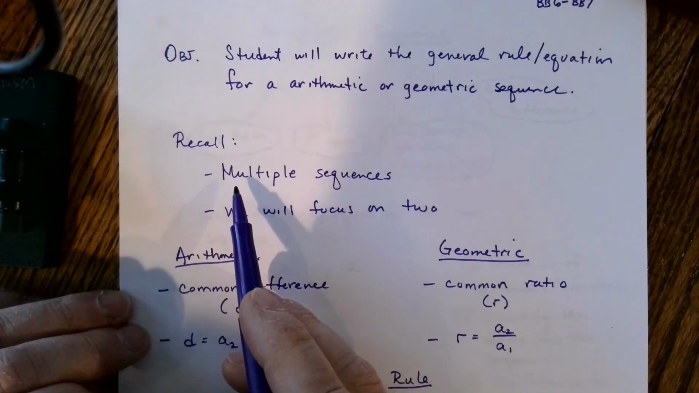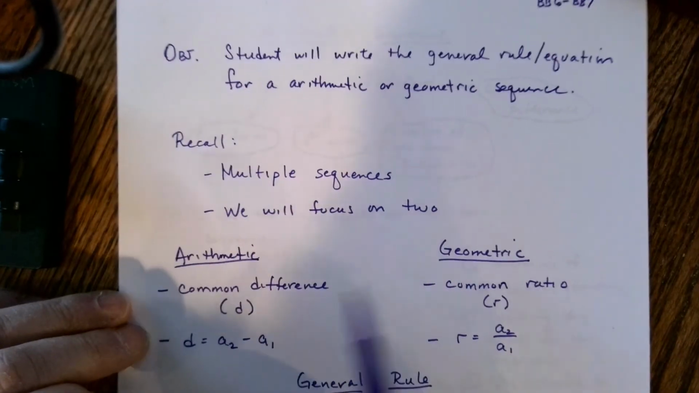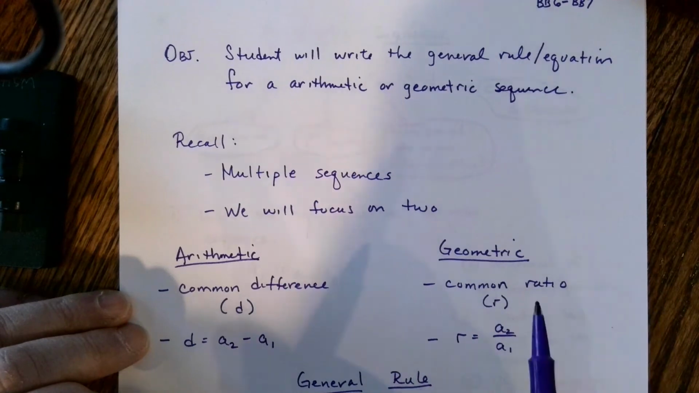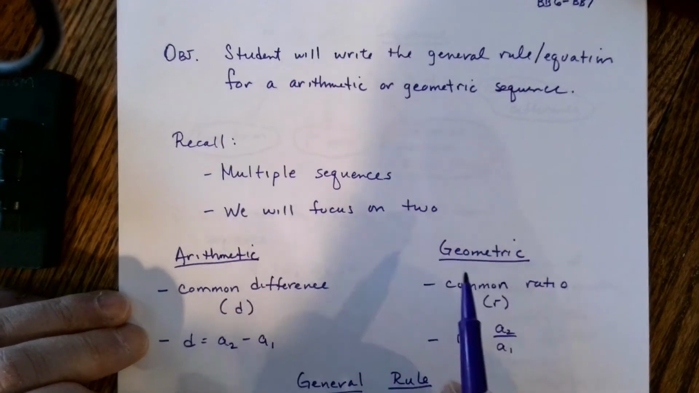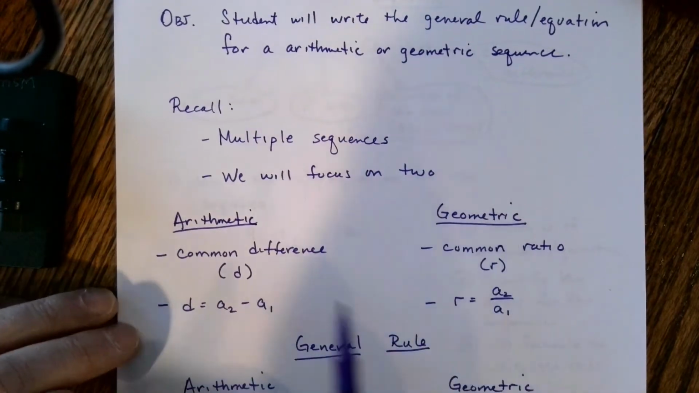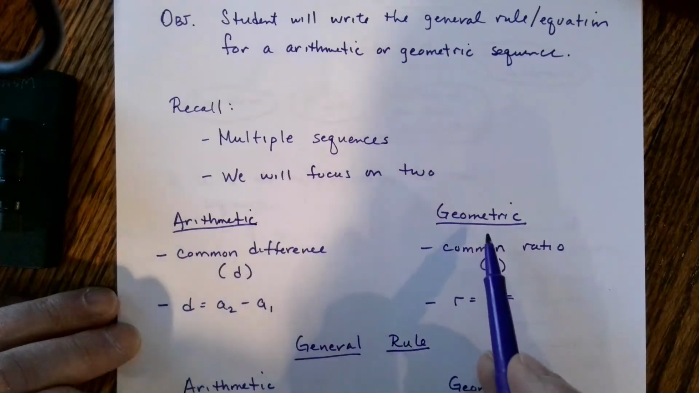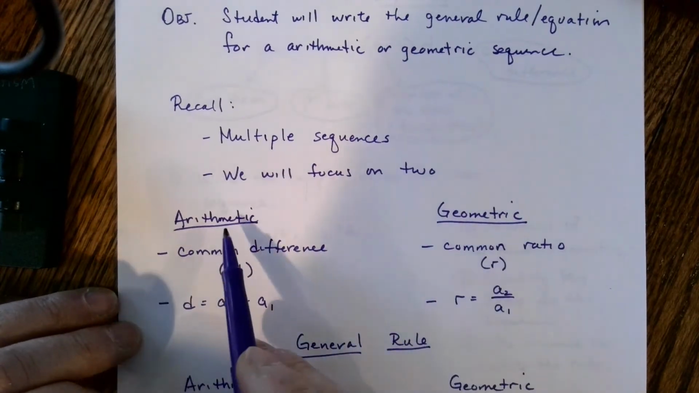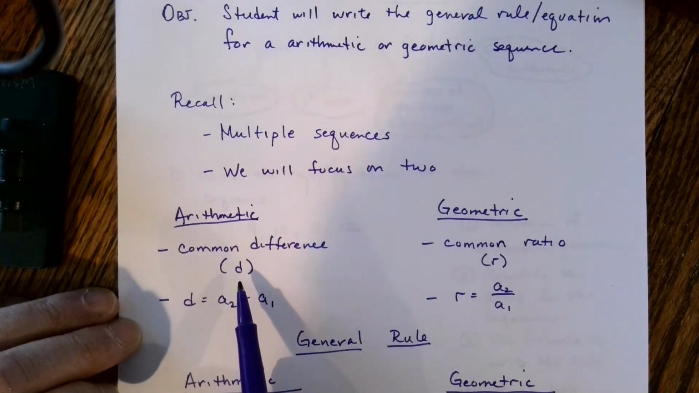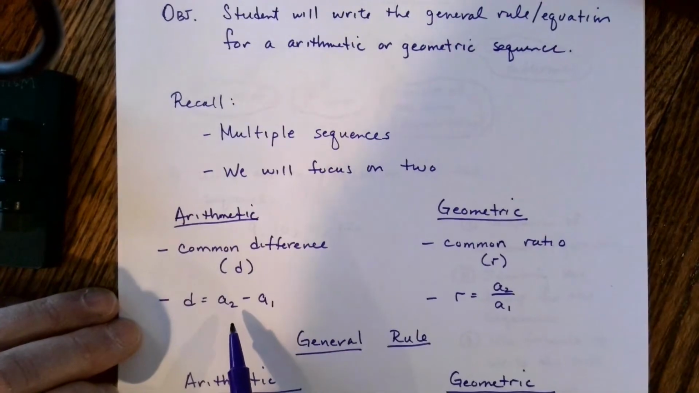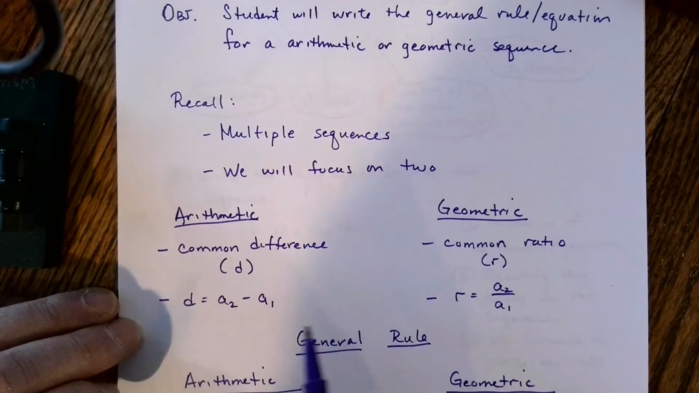Last video we discussed there are multiple sequences out in our real world. Fibonacci, for example. There are multiple different types of sequences, but we're going to focus on two for the rest of this chapter: arithmetic sequence and geometric sequence. Now we've got to remember an arithmetic sequence has a common difference. A common difference is the variable d, and we can calculate it by taking the second term and subtracting the first term, and then continuing that pattern, the third term minus the second term, and so forth.